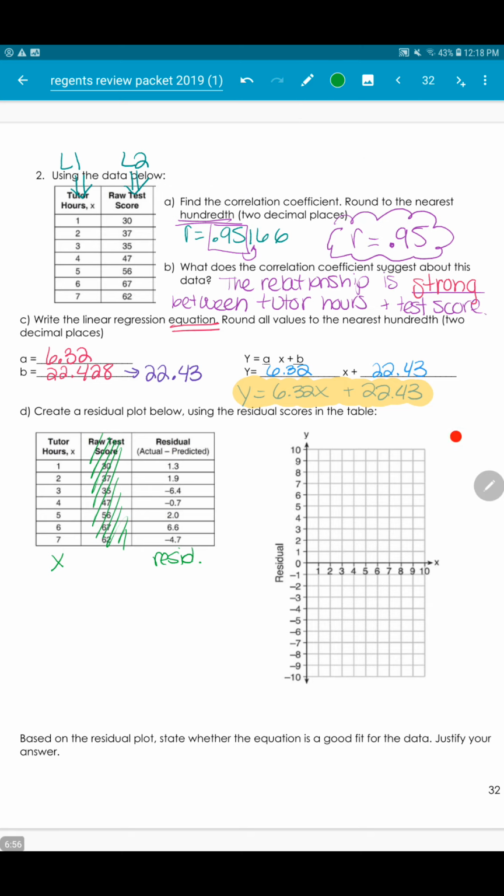So if I plotted this, the data falls in the best possible place for it. So I'm going to plot those points. So 1, 1.3, and I'm just estimating because it's decimals. 2, 1.9, 3, negative 6.4, 4, 5, 2, 6, 6.6.